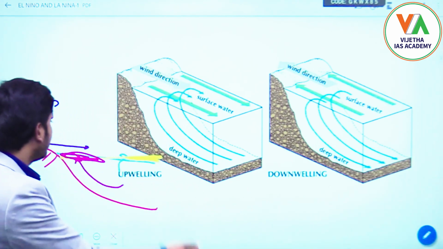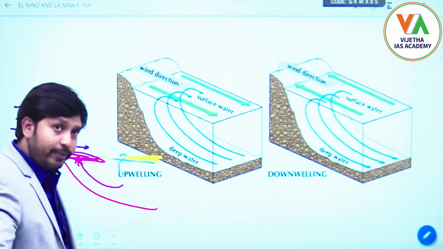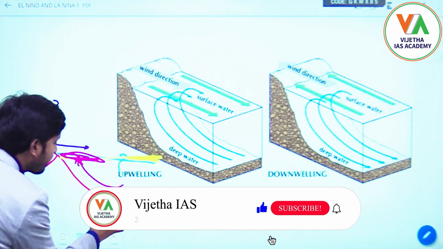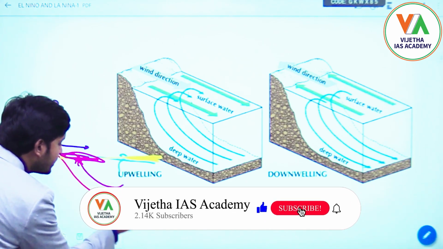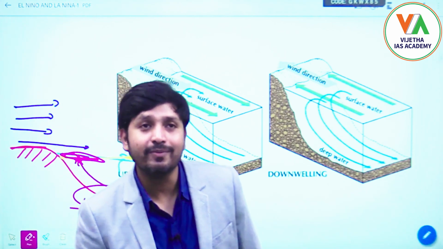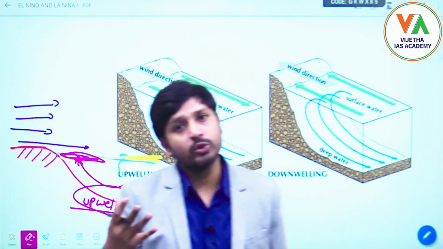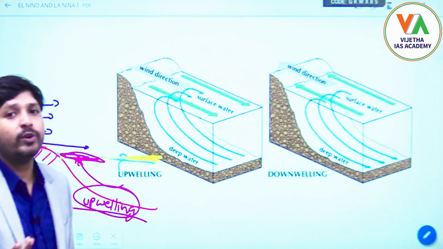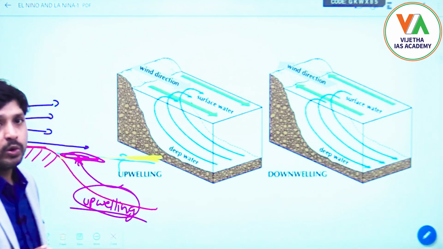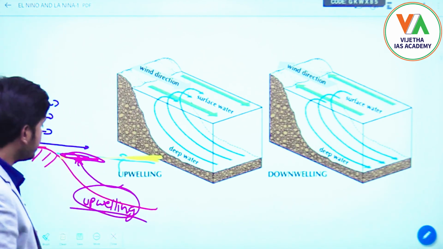As water is coming from the bottom and filling the space, this is called upwelling. Upwelling is nothing but water present at the bottom coming towards the surface to fill the space left on the surface because of the dragging of air from the coast into the ocean.